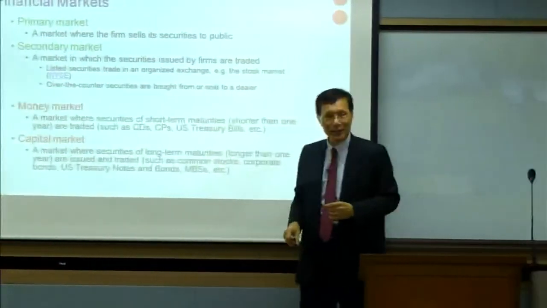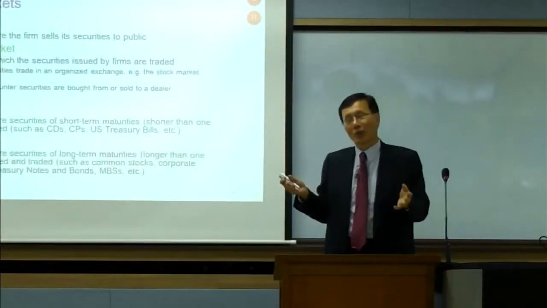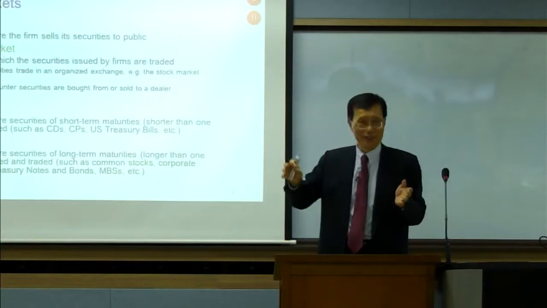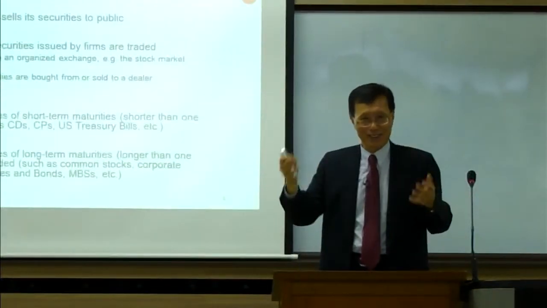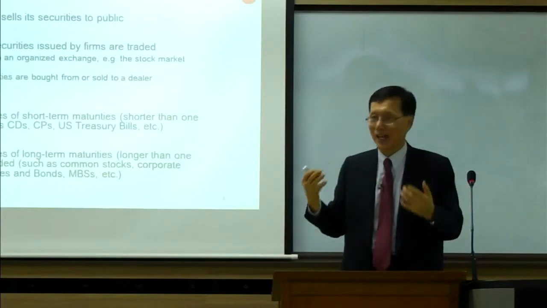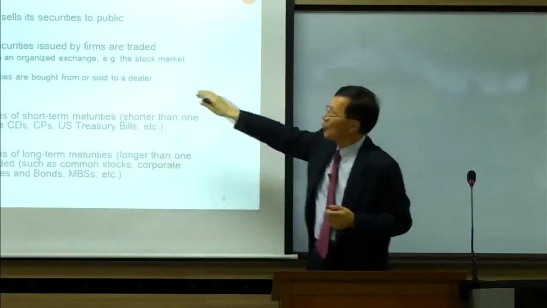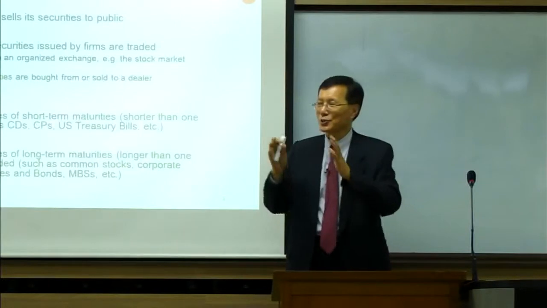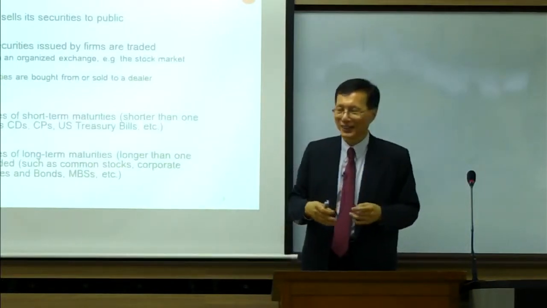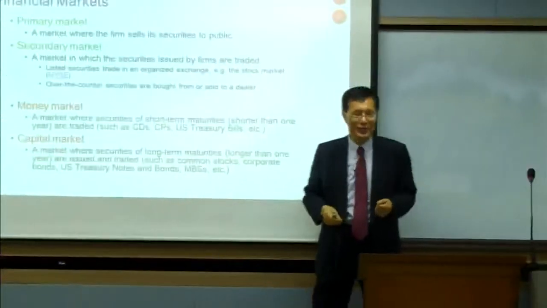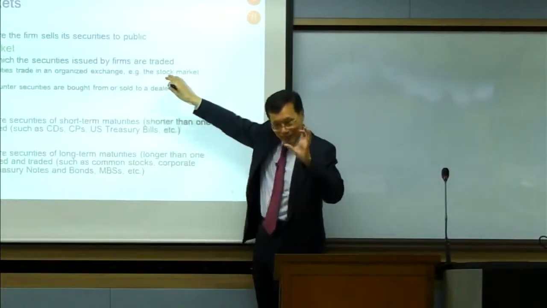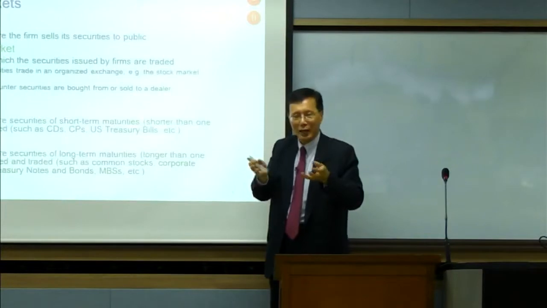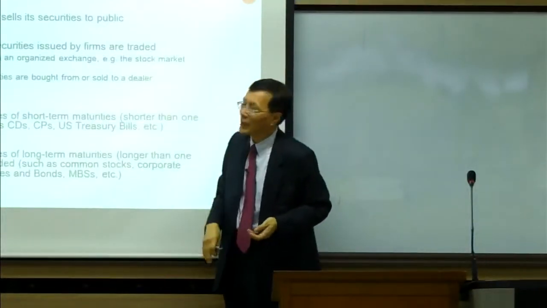That's done in the secondary market. But how can I find a person who holds General Electric shares? Unless she tells me that she has GE shares, I wouldn't know. So we go to the organized exchange. Of course, you don't go to the organized exchange yourself. You ask your stockbroker to buy shares, and the stockbroker will go to the exchange and buy the shares, right? So the market where already issued shares and bonds are being traded is called the secondary market.